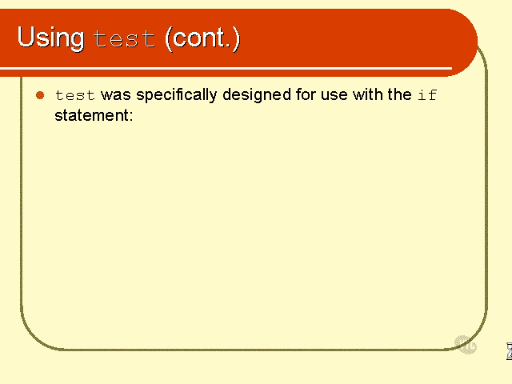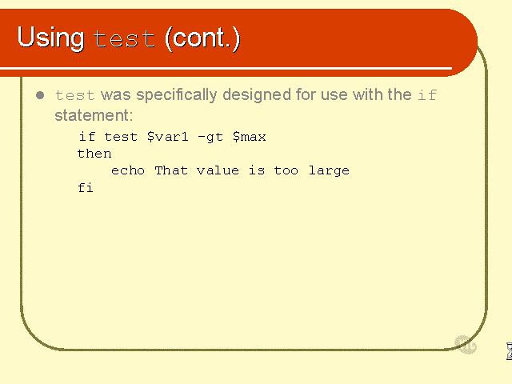Now, as many of you will have already guessed, test was actually designed for specific use with the if statement, and here's an example of how you might use that. You might have a variable called var1, then you might have another variable called, let's say, max, and we can test them using the -gt option. -gt means greater than, gt for greater than.